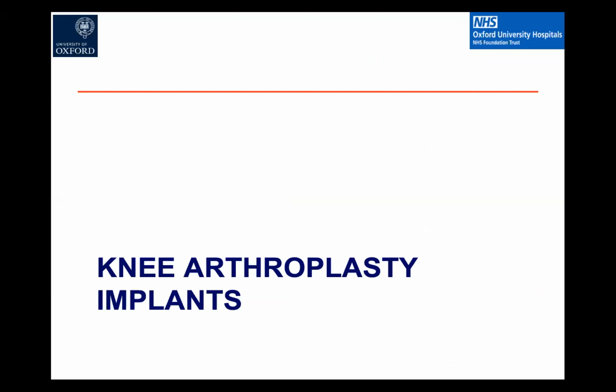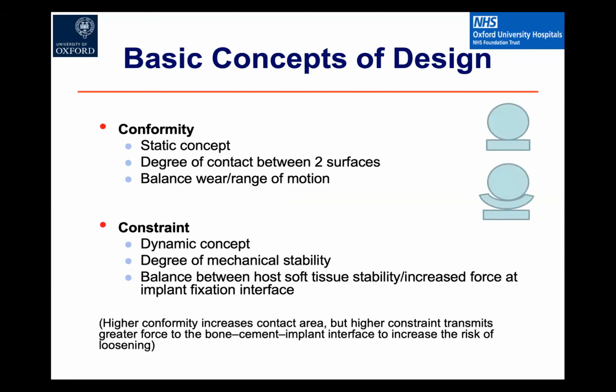Briefly touching on arthroplasty implants, two concepts of design that you have to be aware of are conformity and constraint. So conformity is a static concept, and it's how shapes fit together, the degree of contact between two surfaces, and there's a balance between wear and range of movement. Whereas constraint is a dynamic concept, and it tells you about the degree of mechanical stability, and it's the balance between the soft tissues and also increased forces at the implant fixation interface.